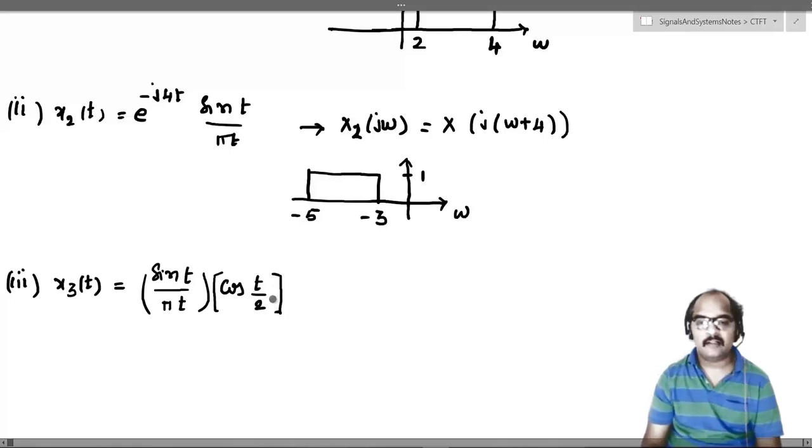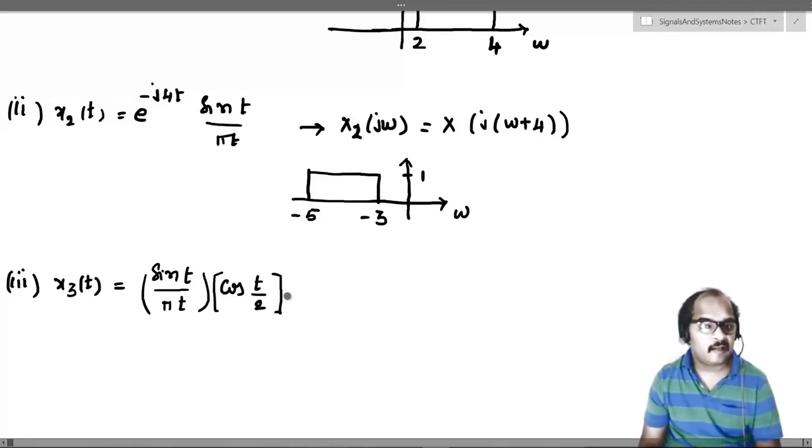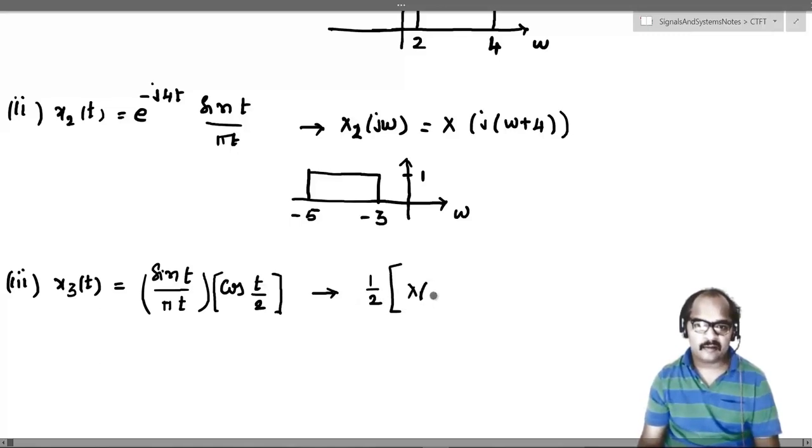So this is looking like the modulation property. Why? This is x of t multiplied with cos omega naught t. What is omega naught? It is 1 by 2, and the scaling factor is not there, so we should multiply the Fourier transform with 1 by 2. The corresponding Fourier transform will be 1 by 2 times x of j omega plus omega naught, which is half, plus x of j omega minus omega naught, which is half.